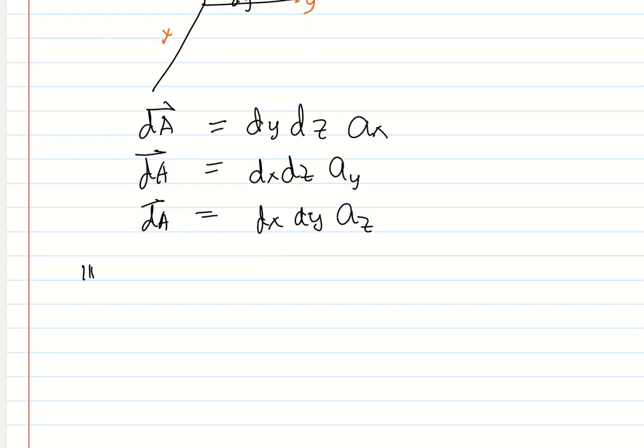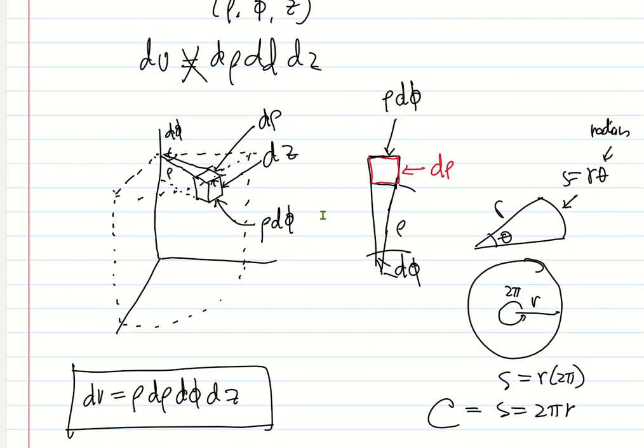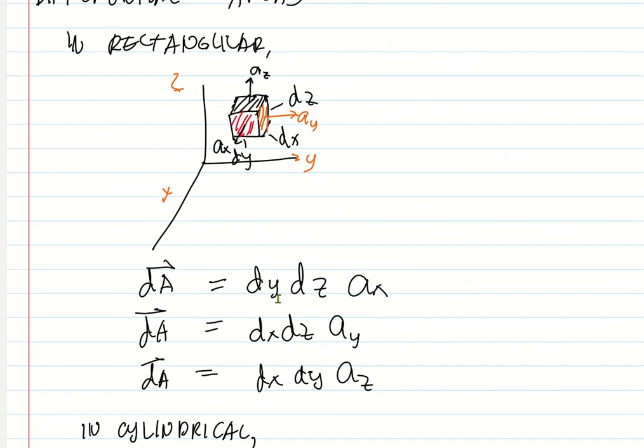In cylindrical, it's all the same again, but instead of using dx, dy, dz, we will be using d rho, d phi, and dz. Those are the sides. So if you want to determine this area, it is just equal to d rho multiplied by dz, and we can put again our direction, which is going through the phi direction.